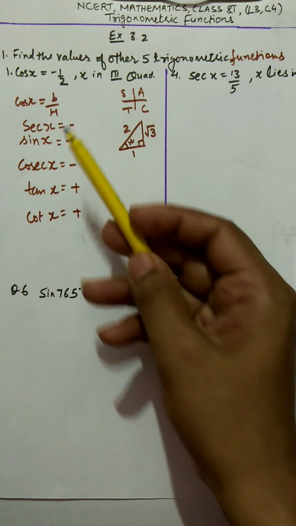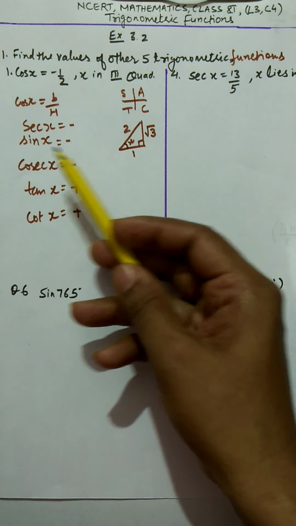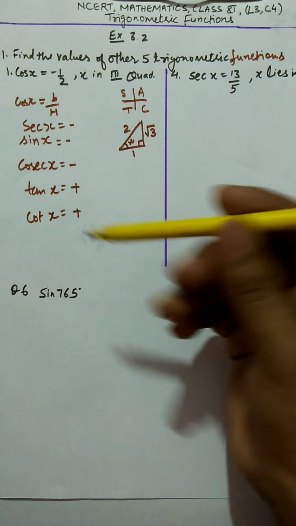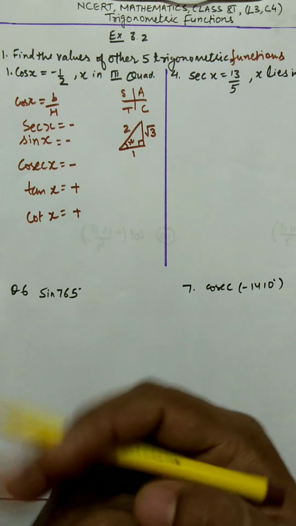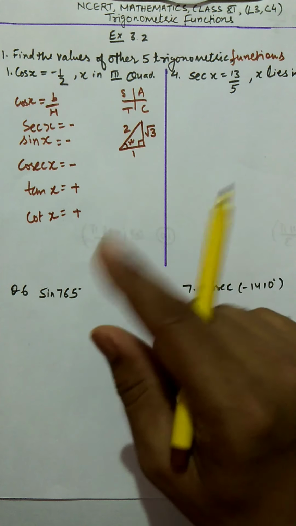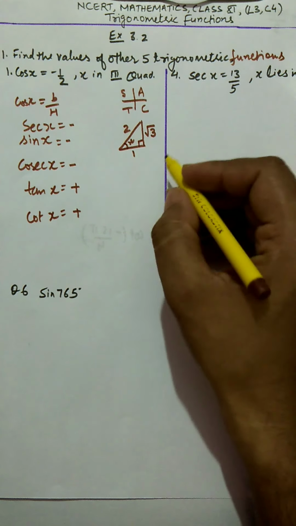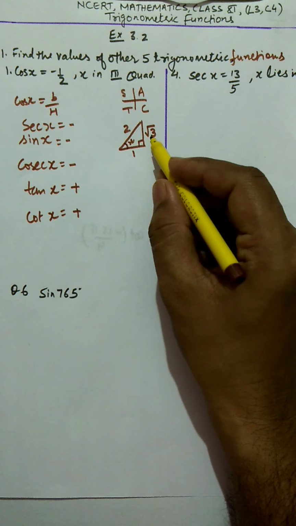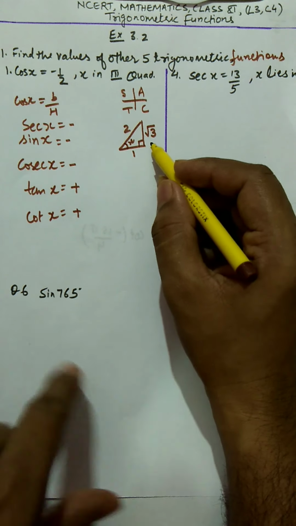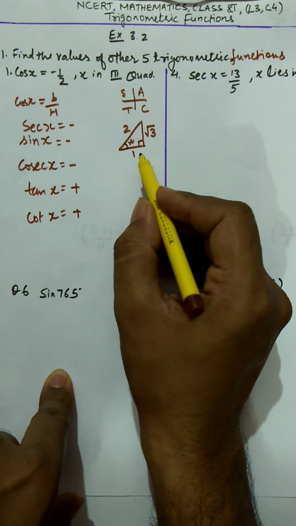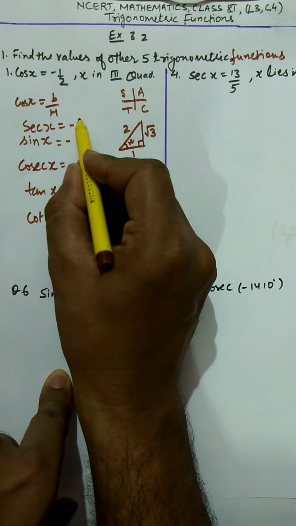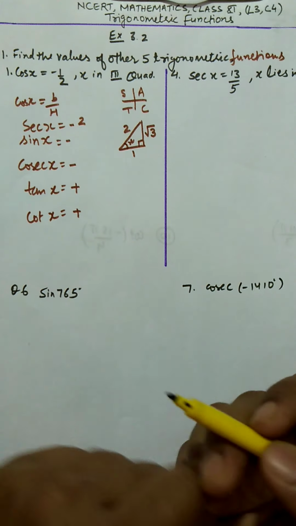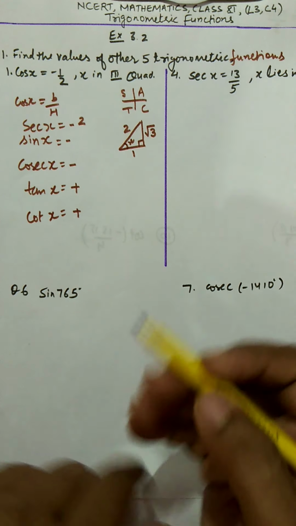Next, sec is the reciprocal of cos, and cos is minus 1 by 2. For the minus and plus signs we have already put them, so we'll take only these values. This is your base, this is your hypotenuse, this is your perpendicular. So your sec is going to be 2 by 1, so simply you write 2, that's okay.